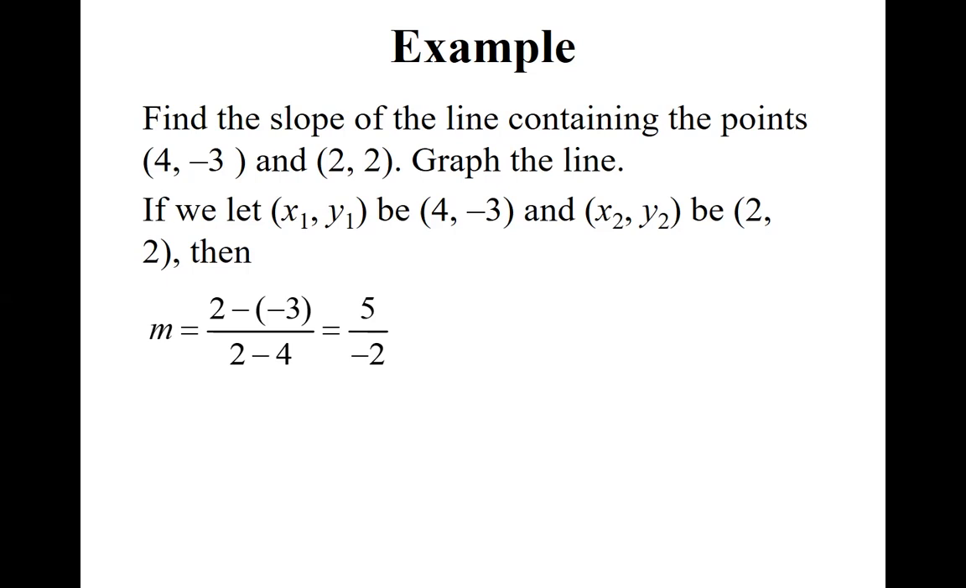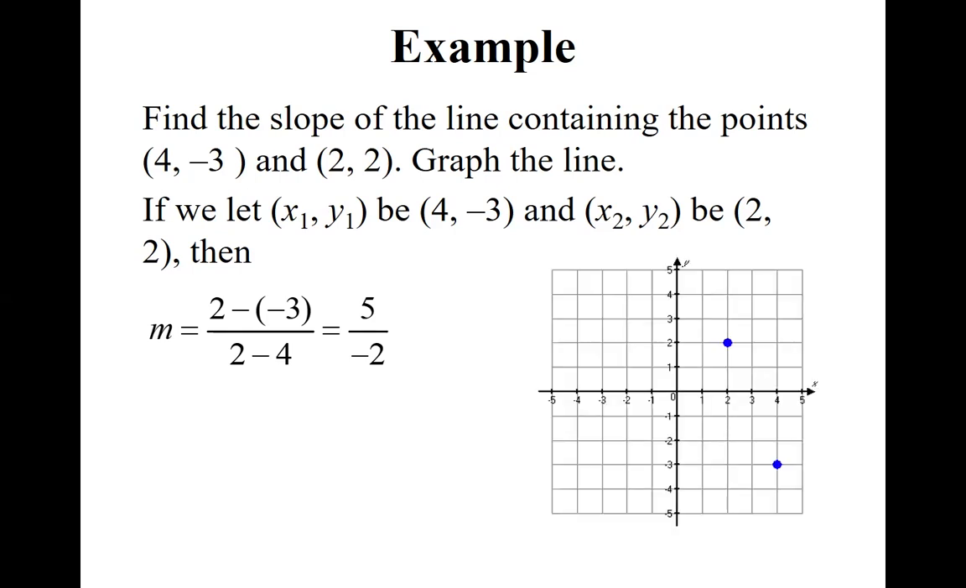On the bottom, x2 is 2. x1 is 4, so 2 minus 4. 2 minus negative 3 is 2 plus 3, that's 5. 2 minus 4 is negative 2. We get a slope of negative 5 halves.